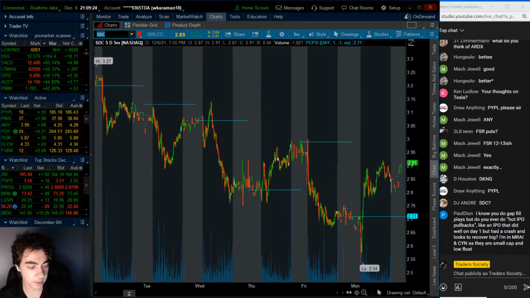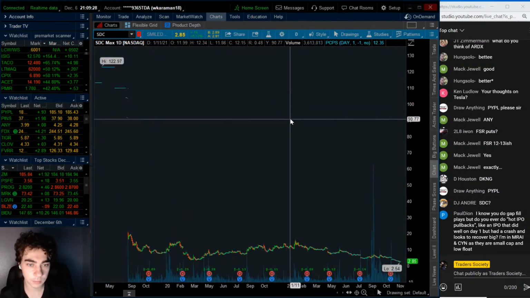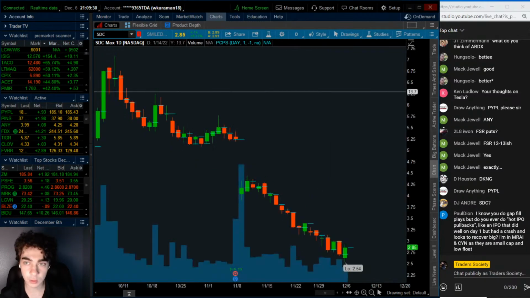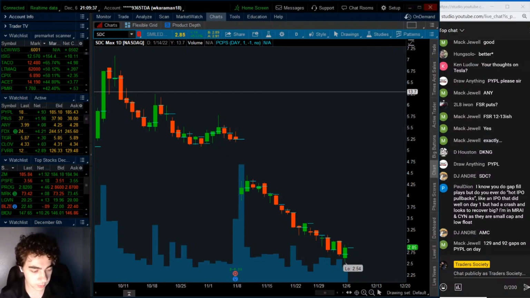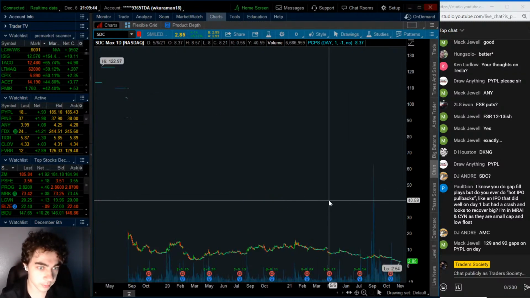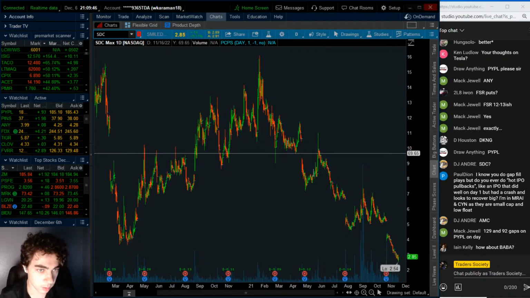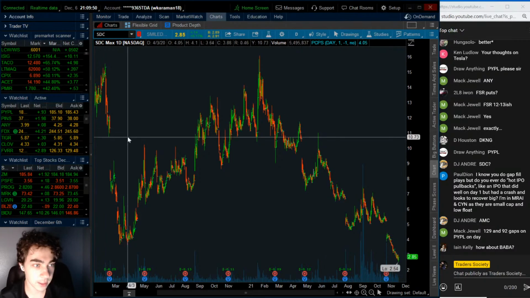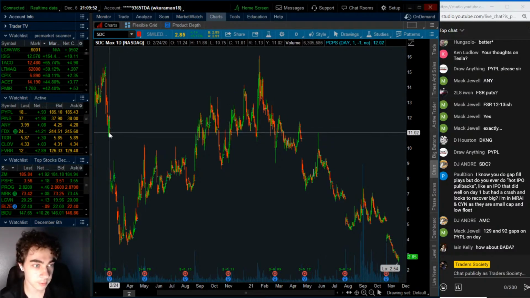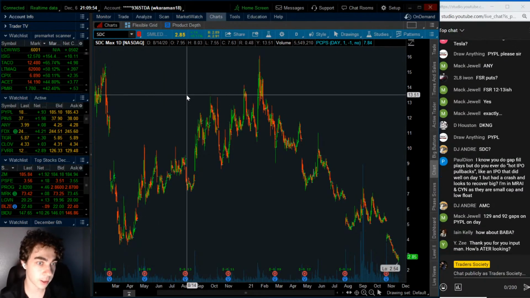So SDC, let's see. Yes, there's no signs of a bottom on this one. Looking at the long-term chart, it does have a history of filling gaps. I like that about it from a longer term point of view. When it gaps down, it does tend to recover.